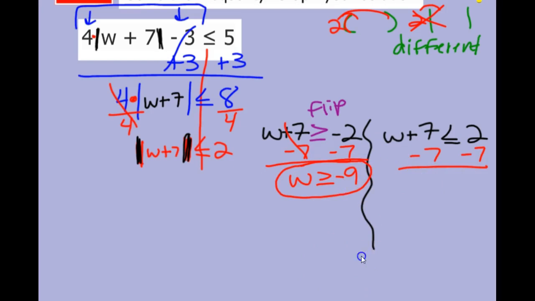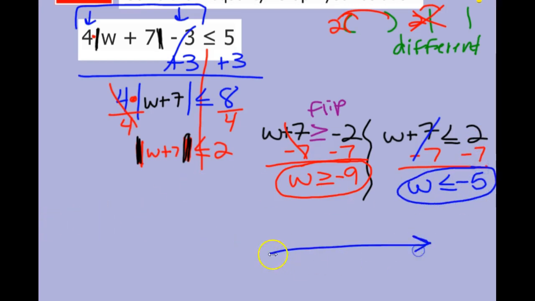And then over here as well, we need to subtract 7. So I have w is less than or equal to. Be careful, 2 minus 7, some of you are still writing negative 9. Different sign, subtract. 7 minus 2 is 5, but there's more negatives.